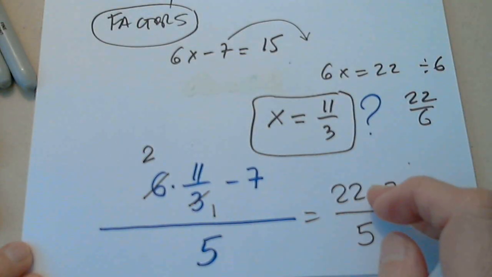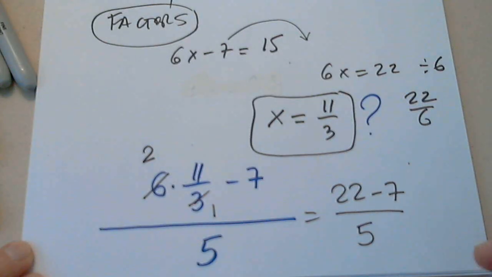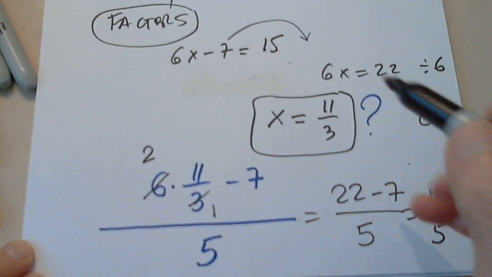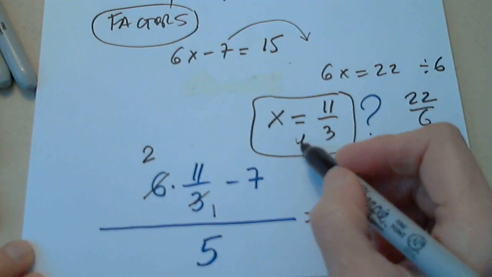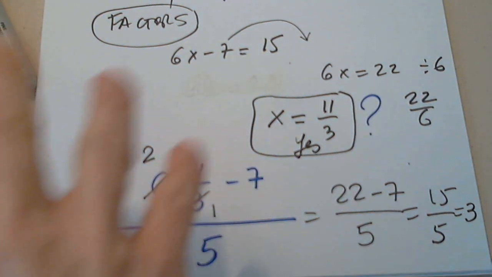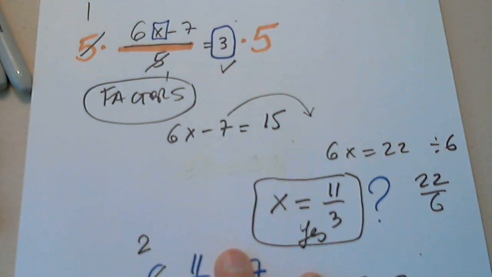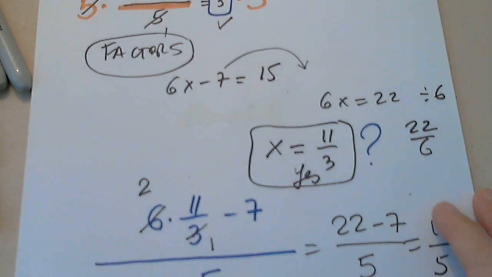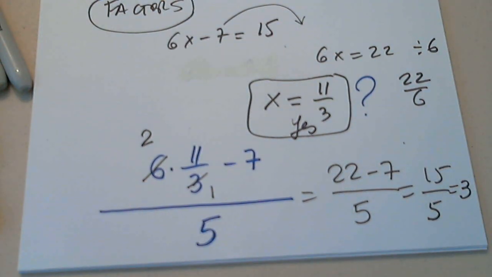Then I subtract. 22 minus 7, yes indeed, is 15. Now I'm ready to simplify or divide. 15 divided by 5 is 3 indeed. And then I'll say yes indeed, this is correct. This was not a trivial problem. We had many steps. Then we had to go back and check to make sure that this is the correct answer.